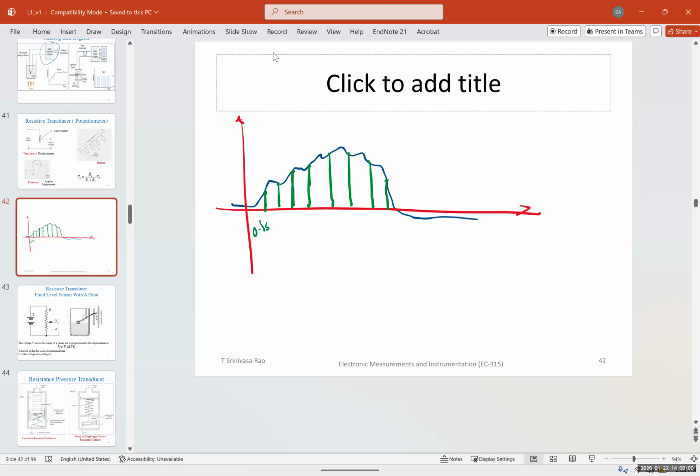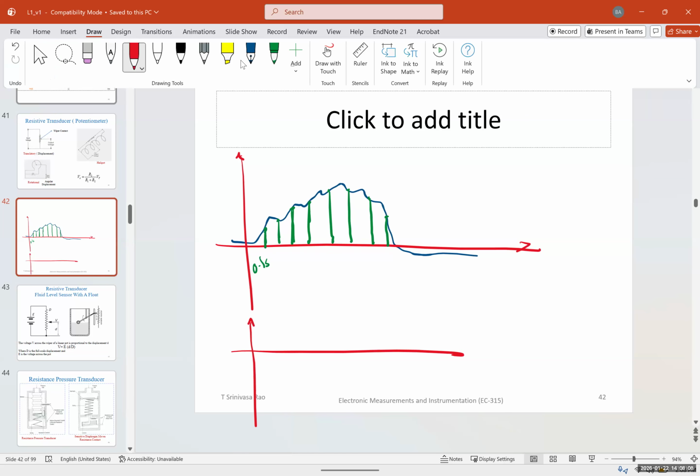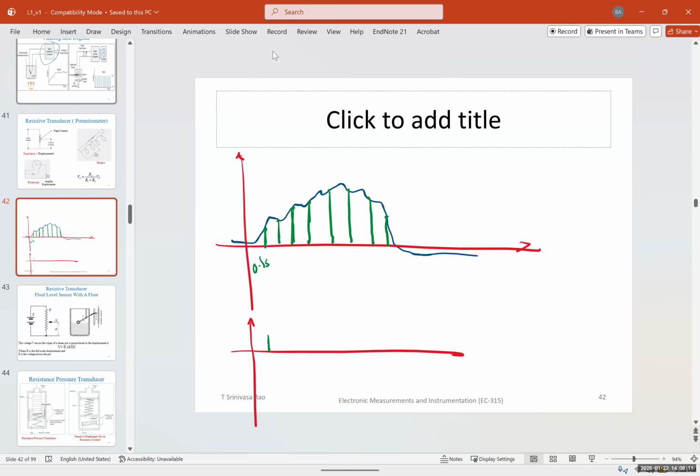So if I do the sampling now, the output signal would look like this. The output signal is going to look like this. And you can see that this is this, this is this, and so on. So this was the analog, this is the digital one. So through a process called sampling, we can convert an analog signal to a digital signal.